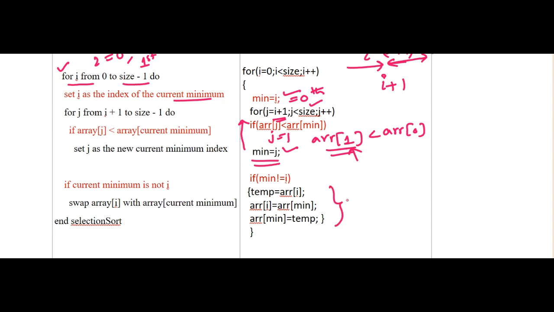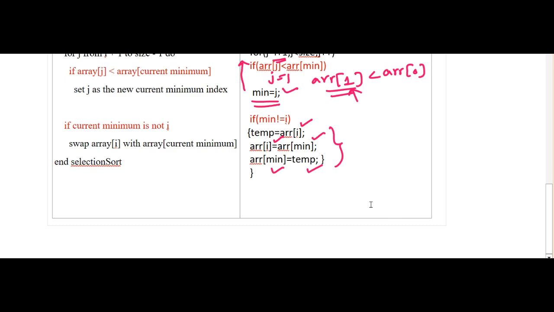That is, temp is equal to the ith element, and then the ith element is now empty. In the ith element, we'll put the smallest element, that is, the smallest element is pushed into the first place of the unsorted array, and in the smallest element position we'll put the temp, that is the ith element. So this process is continued till all the elements are sorted. This is the end of the selection sort.